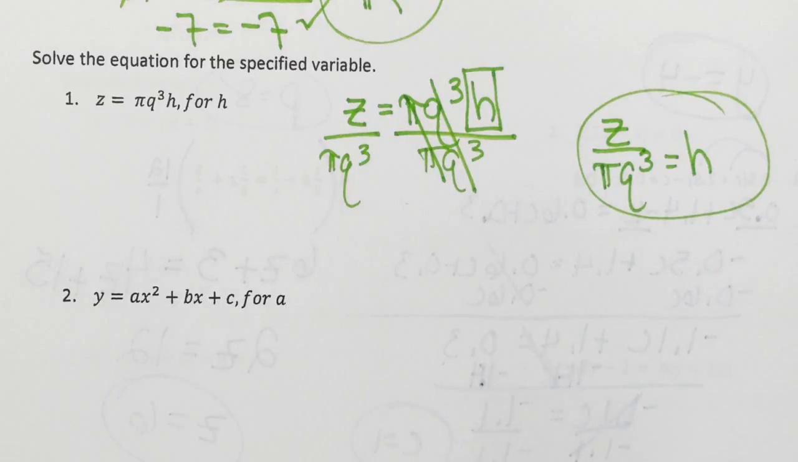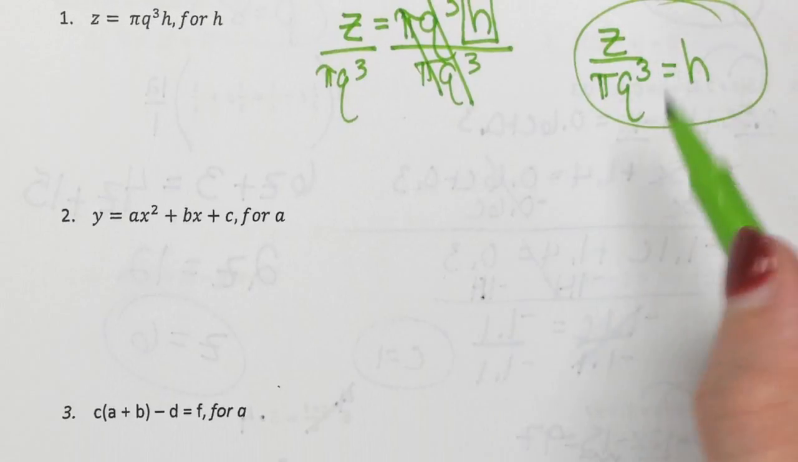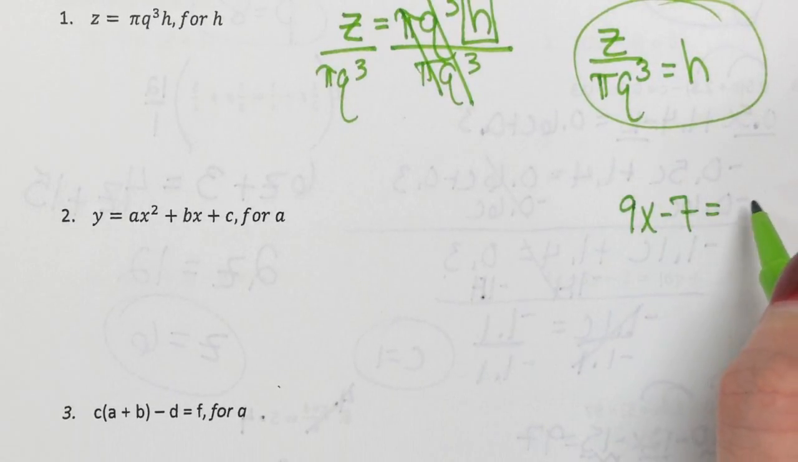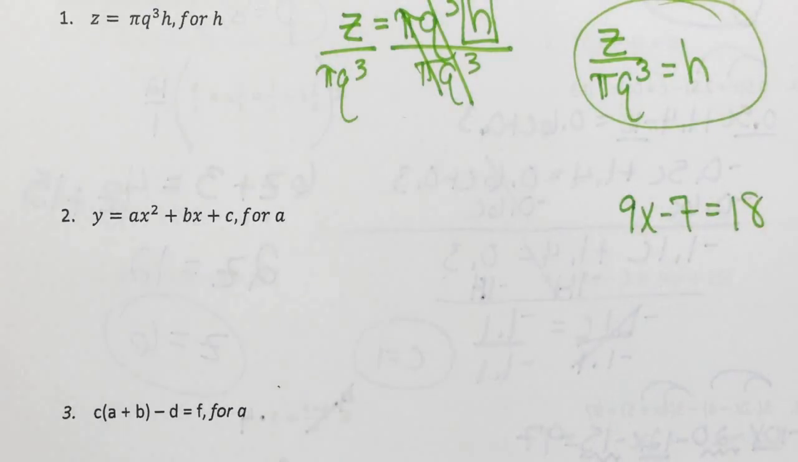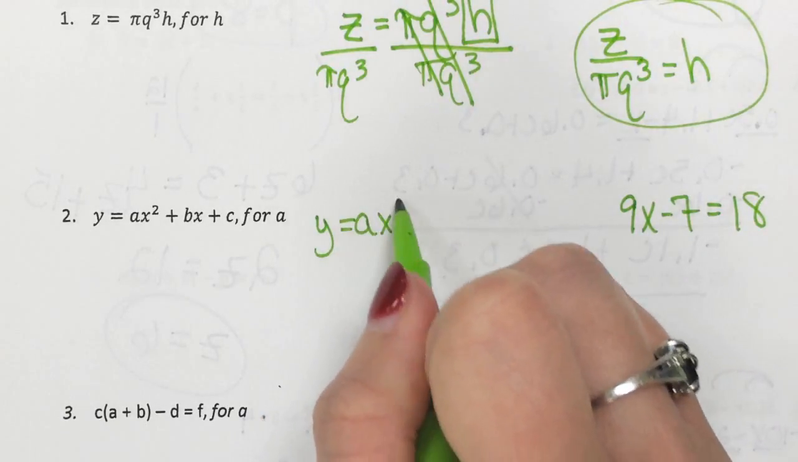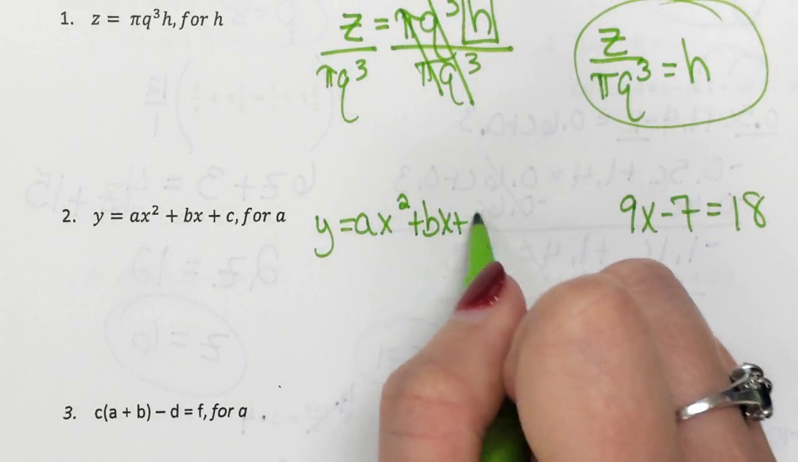Okay, let's talk about number 2. You ready? What if I were to give you this? 9x minus 7 equals, I don't know, 18. Something crazy, okay? You don't have to write that down. Number 2, what does it tell you to solve for on number 2? A.